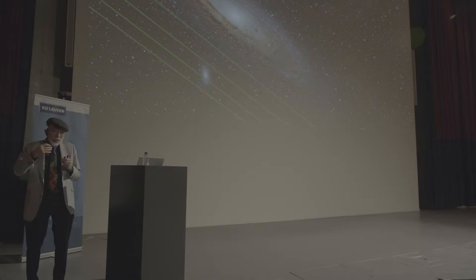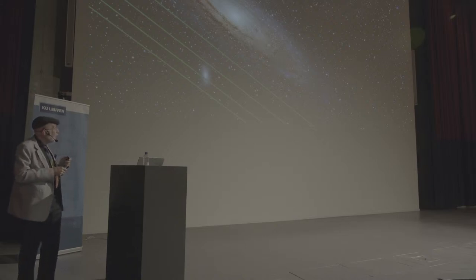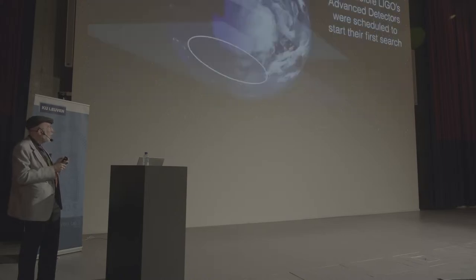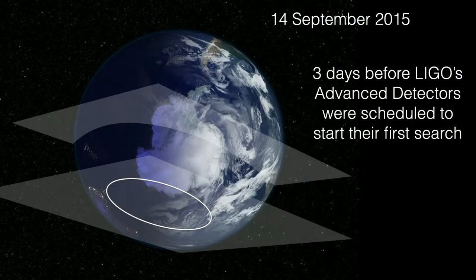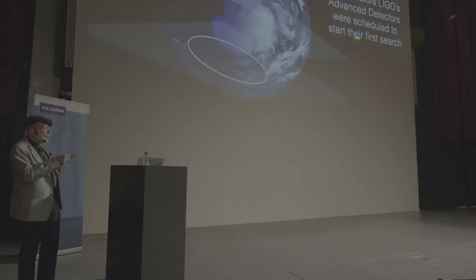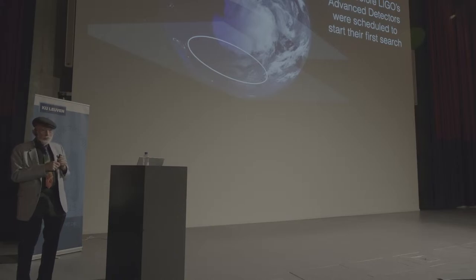And for 50,000 years, that 50,000 years of human evolution, they traveled into and through the Milky Way galaxy, arriving at Earth and touching down first at the Antarctic Peninsula, 3 days before LIGO's advanced detectors, the second generation, were scheduled to start their first gravity wave search.